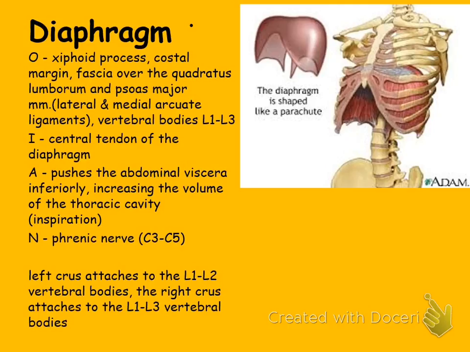Fascia of the quadratus lumborum, the psoas major muscle, all the way to the back. That's why when people have problems with their back being out of place, the quadratus lumborum goes into spasm, it pulls on the diaphragm, and they have a hard time breathing. They don't feel good. They just can't get enough breath. Inserts on the central tendon of the diaphragm.